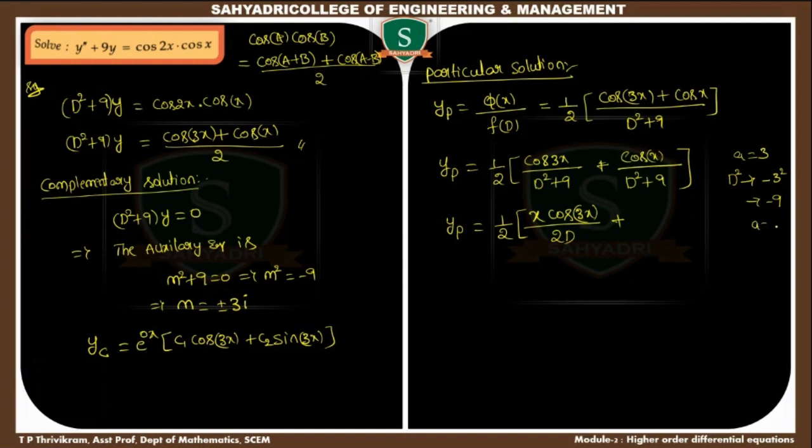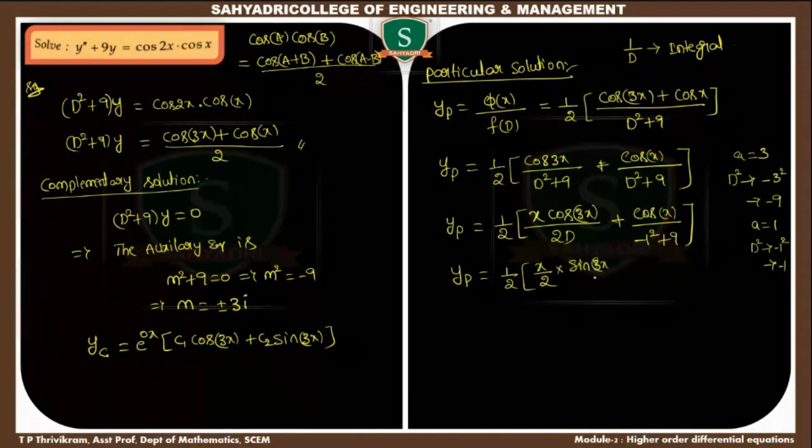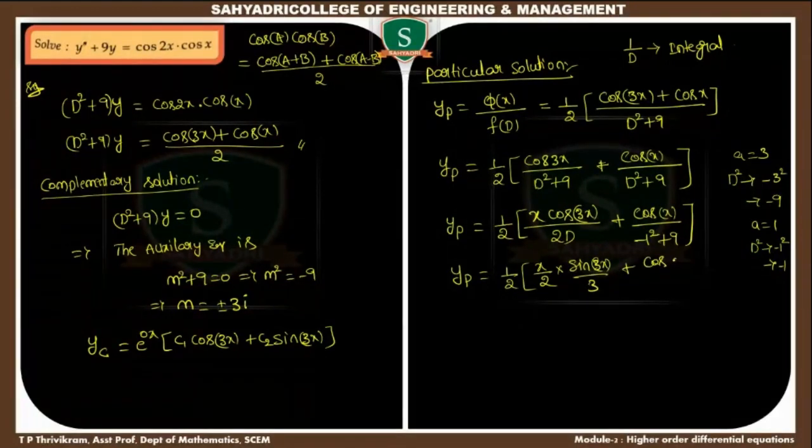Next, in the second term, the a value is 1. So D square, you have to substitute as minus 1 square, which is minus 1. So cos x divided by minus 1 plus 9. So yp is equal to 1 by 2 into x by 2. What do you mean by 1 by D? It's an inverse operator, which is nothing but integral. So the integral of cos 3x is sin 3x by 3, plus cos x divided by 8.